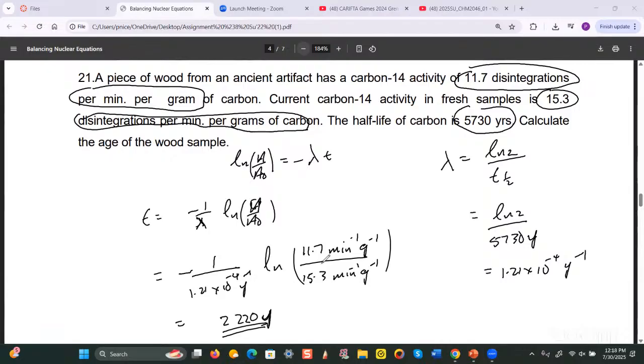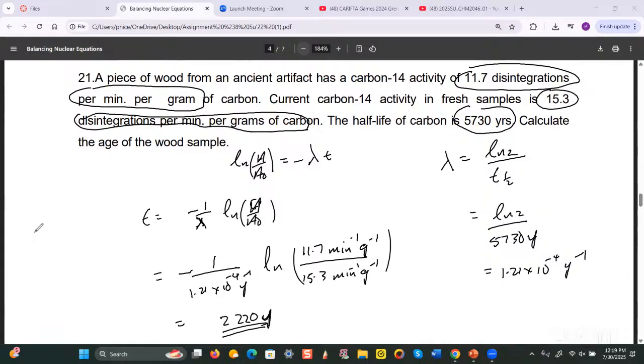All right? Any questions about this? 2,200? 2,220, yeah, rounded off to 3 sig figs. All right? Okay, so that's number 21. I take it it's okay for me to clear this, right?